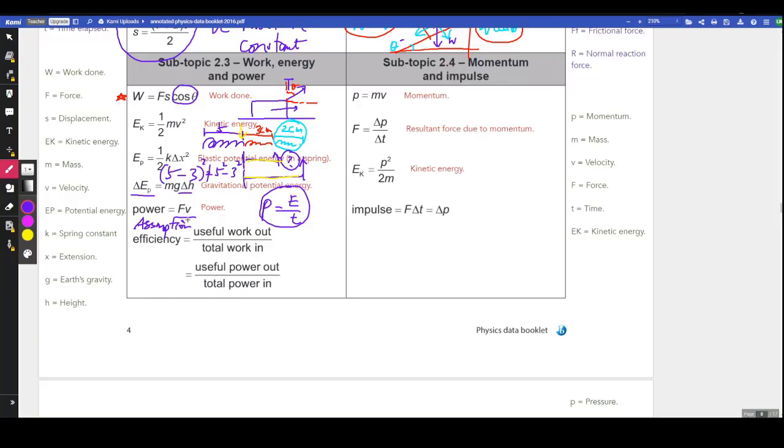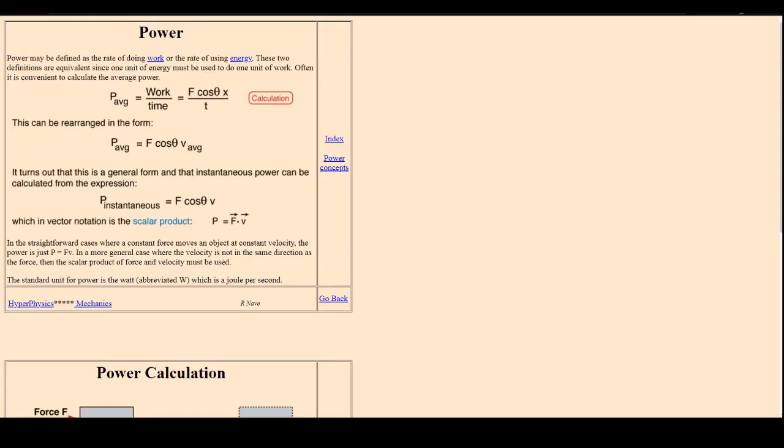If you really have to use this, then you should make sure F and v are in the same direction, and also whether or not they are changing throughout the time during the motion. It would be better if they don't.